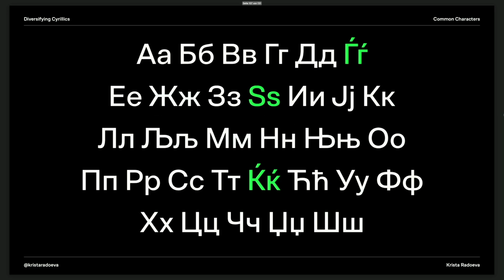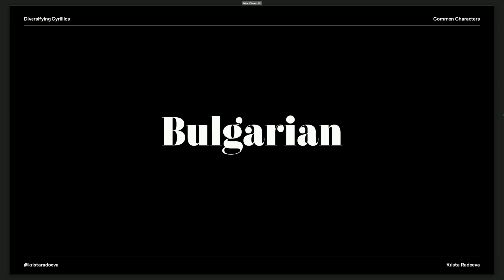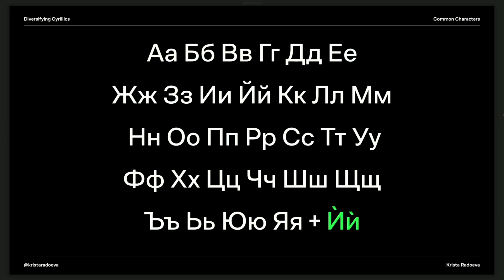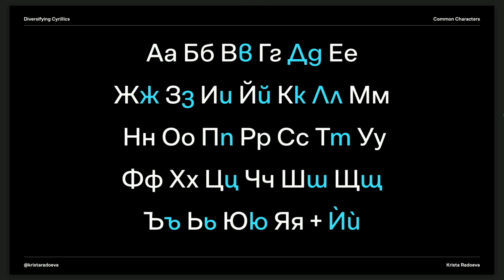Macedonian. Macedonian, again, has just a few accented characters and an S. Again, quite simple. And then we circle back to Bulgarian, which, as I said, technically is basic Cyrillic plus this accented E character, unless we start talking about localized forms.